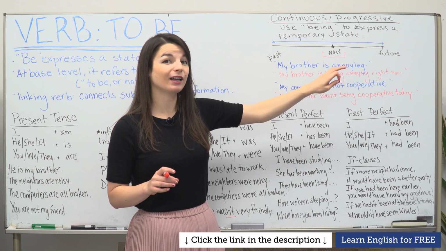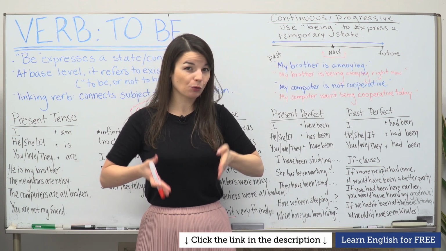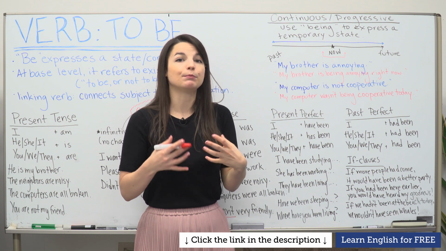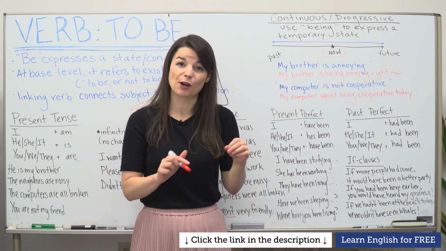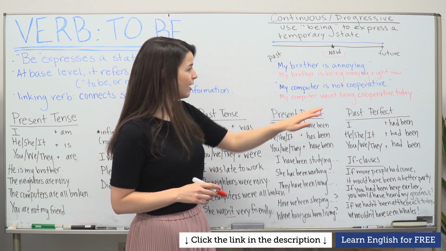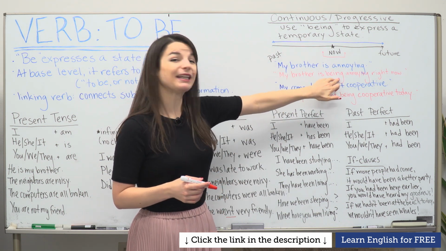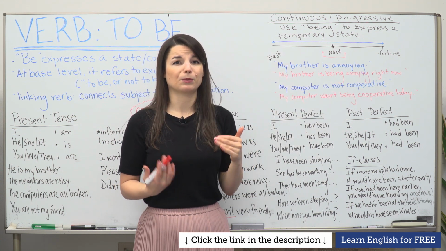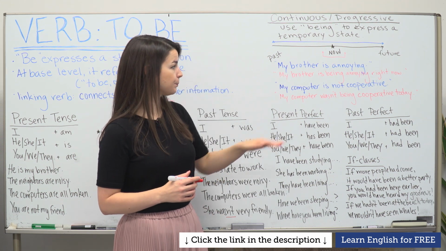My brother is being annoying means in this point in time only, for this short period of time only, right now. My brother is being. He's in the condition. His status, his existence is annoying right now. If I said my brother is annoying right now, it's okay. But being annoying sounds a bit more natural to a native speaker. My brother is being annoying right now.